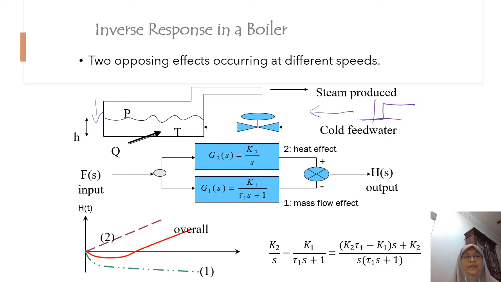So, as you can see from this graph, 1 is the effect of the mass balance, which is a first order system. 2 is the heat effect. And finally, once the mass effect has tapered off and gone to the final steady state value, the increase in the heat effect will take over, and this is why we have an inverse response as shown in the graph with the red colored line.